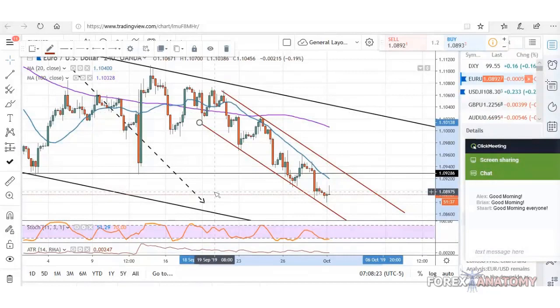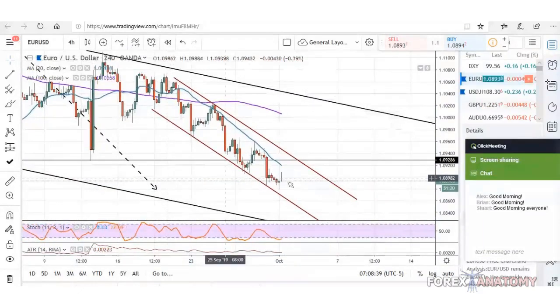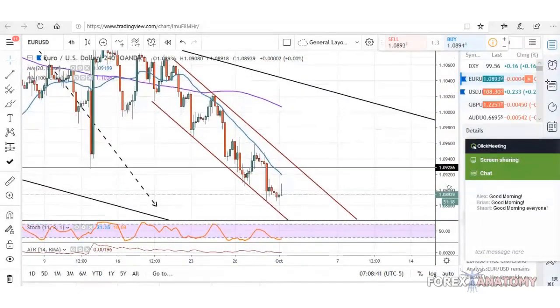So that shows us that the bias is to the downside, that this pair has been trending to the downside. It's pretty obvious. There's momentum. There's a bias to the downside. But what we can expect is something like this. And I'm just going to draw it out for you. This is what I'm expecting.